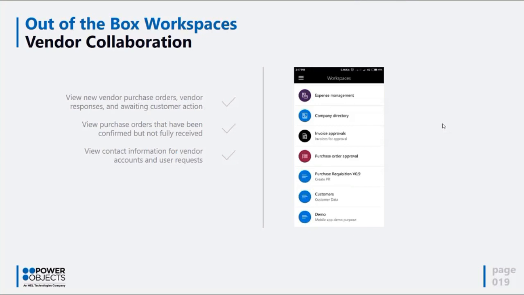Those are awaiting action. So an example might be a purchase order might be awaiting customer action because the vendor suggested maybe a different delivery date, but the customer hasn't agreed to that date. Vendor can also see purchase orders that have been confirmed but not delivered. So this is a pretty cool out-of-the-box one.